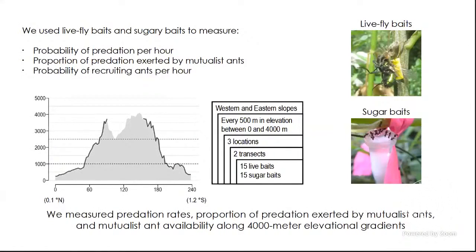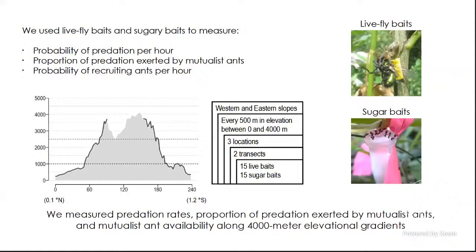Okay, we also assessed the ecological conditions tree hoppers encounter across elevations. We did this by sampling, as I said, 4,000-meter elevation gradients on the eastern and western slopes of Ecuador. And we used live fly baits to measure predation rates and the proportion of predation exerted by different predator types, right? And we also used sugary baits to measure the availability of mutualistic partners in the environment across elevations.